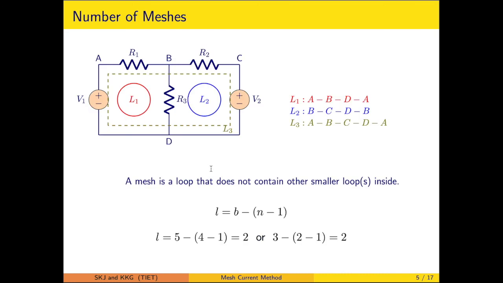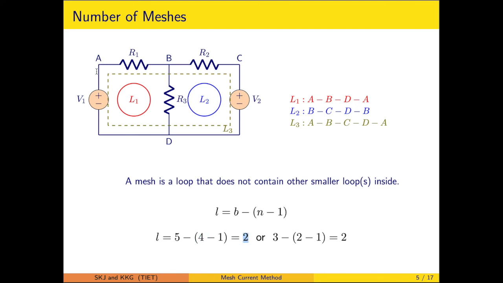Now we have also defined the network topological parameters. L is the number of independent loops, which is equal to the number of branches minus the number of nodes plus 1. We have defined the branch as a circuit element and the node as an interconnection of two or more elements. On that hypothesis, this circuit has 5 elements and 4 nodes, and the number of independent loops comes out to be 2.